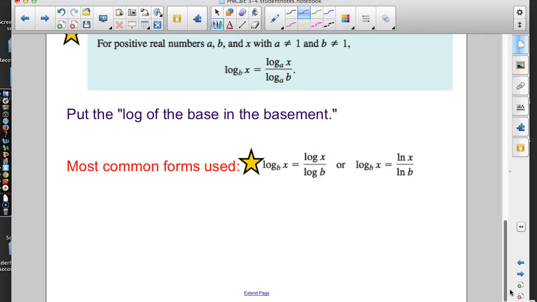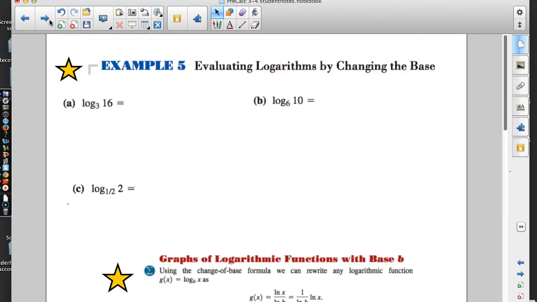And these are obviously the 2 most commonly used because they're on the calculators. We don't have to use tables or anything. We just get a calculator, punch them in, and all is good. So now, evaluating logarithms by changing the base. This is going to be kind of silly, but let's go ahead and do it. Just to get you feeling a little bit better about natural log, let's use natural log.